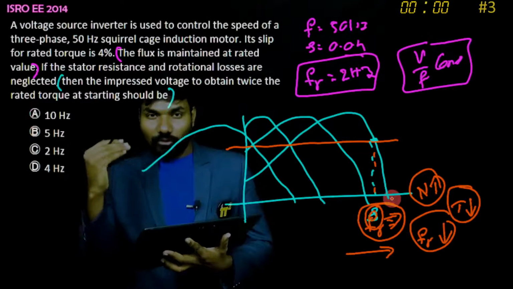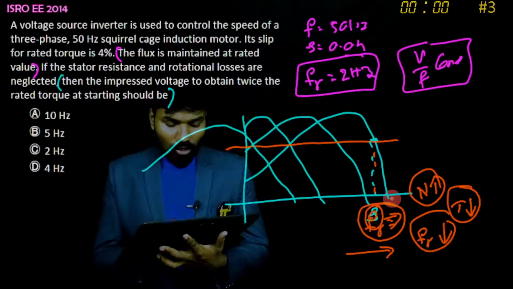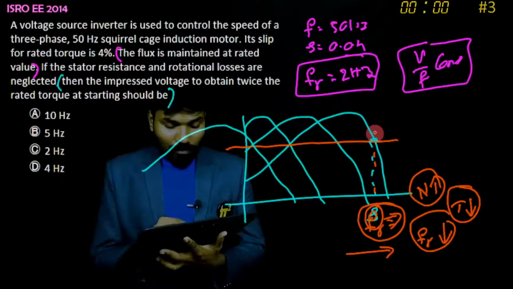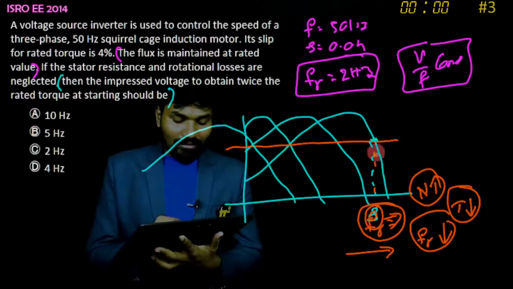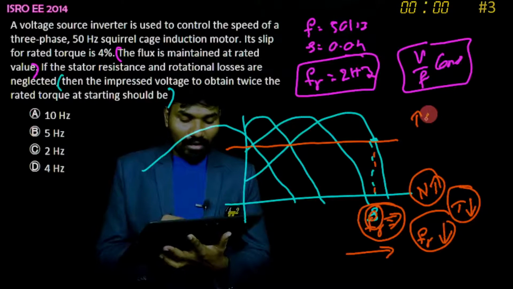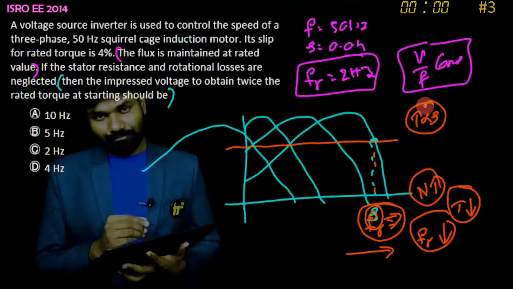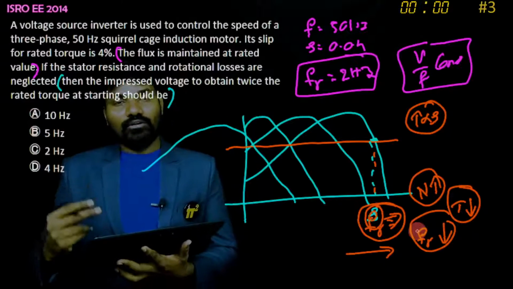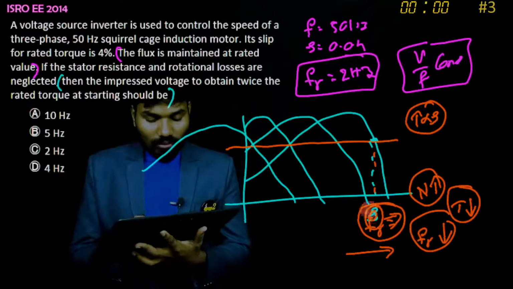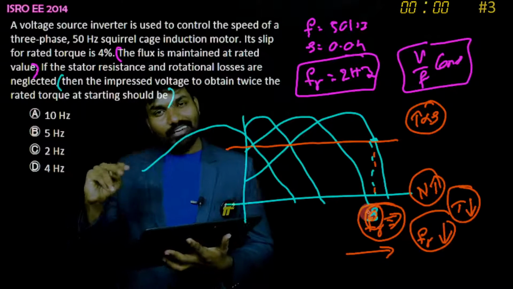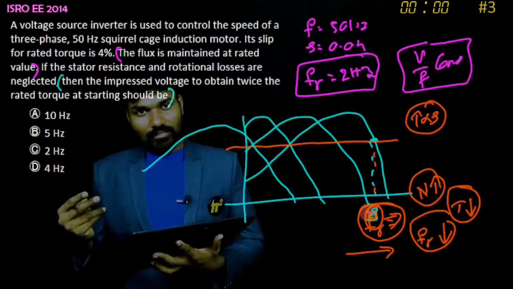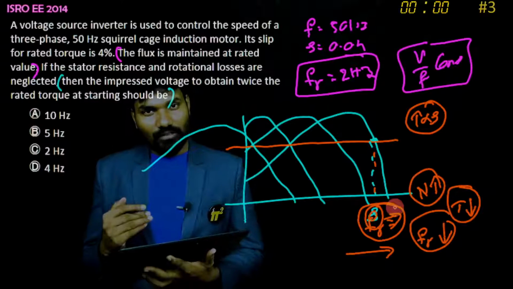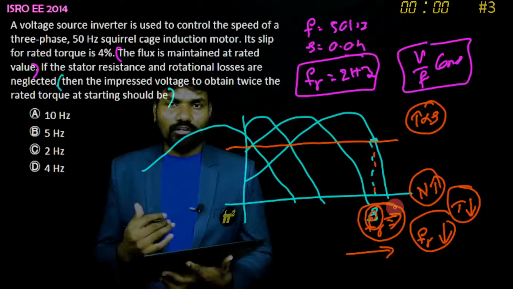Means to reduce the torque, rotor frequency must be less. And this is a proportional relation because in this region it is a linear relation. Torque and slip are proportional. So I want to double the torque, so rotor frequency must be double. Because if torque reduces, rotor frequency is reduced. If you want more torque, give more rotor frequency.